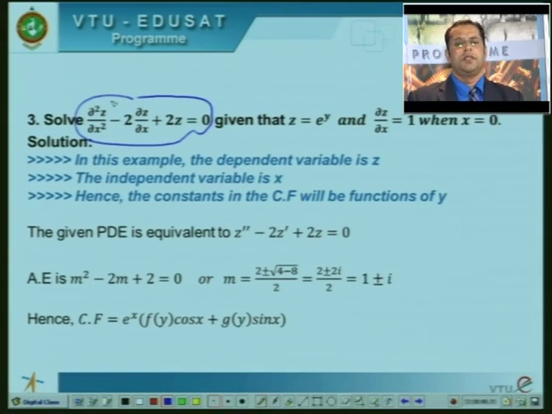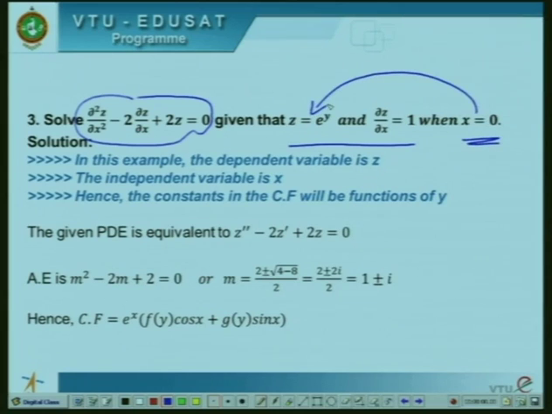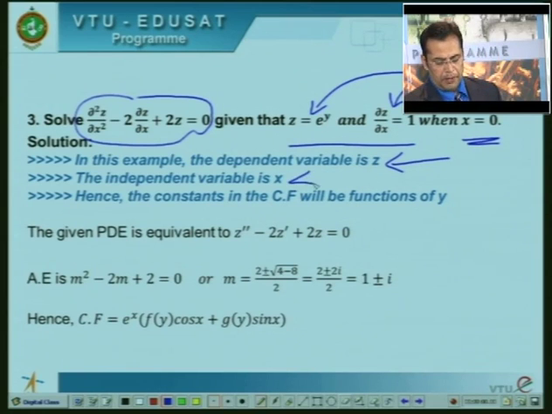Given that this condition, if you observe friends, is given in the reverse direction, that is, you are given first the values of the dependent variable and its derivatives for a condition in terms of x. So, you will read it this way: when x is 0, z is e power y. Similarly, when x is 0, dou z by dou x equal to 1. So, before you start solving this example, observe the following. First, this PDE contains the dependent variable as z. Second, the independent variable is x.